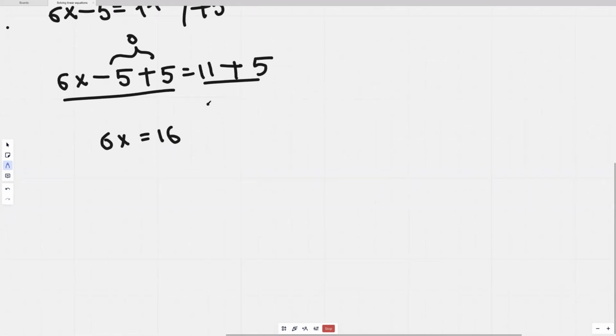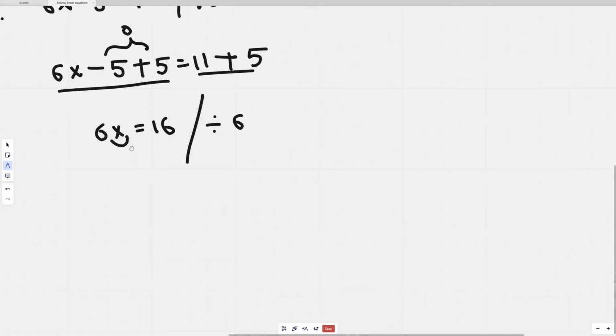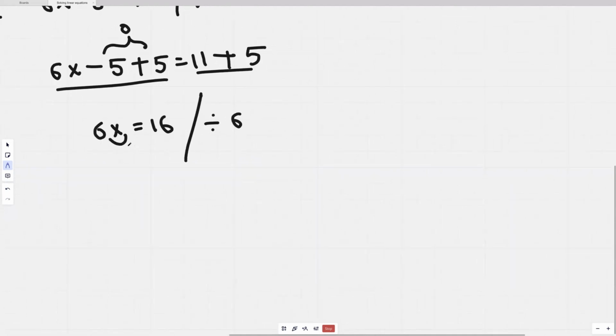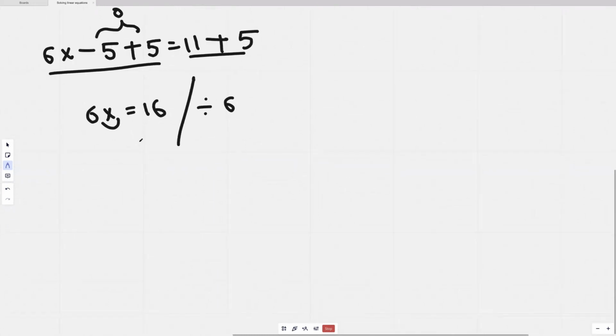And again, now we can divide both sides by 6, right? My aim is just leaving the x by itself, without any constants next to x. So that's why we divide by 6, right?